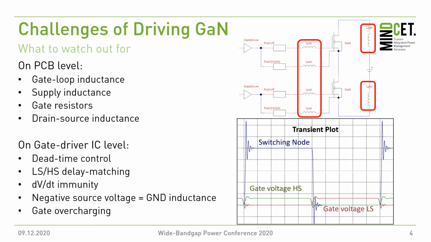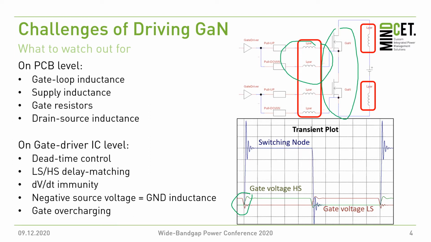So here you see a very simple half bridge with some parasitics included. Now, as a designer, you need to take care of these parasitics very well. On PCB level, that means the gate loop inductance. If you don't control that right, you'll get ringing on your gate. And in the end, this will or could destroy the gate or cause false turn-on.